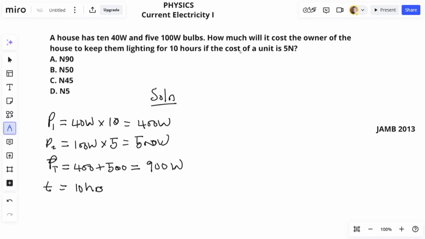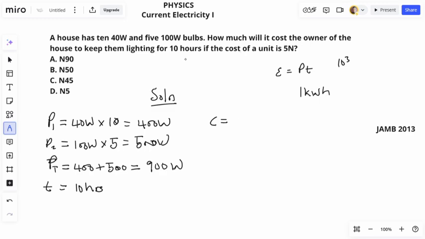Now, they say the cost of 1 unit is 5 naira. What they mean by that is the cost C of 1 kilowatt hour. A kilowatt hour, this unit, is a unit of electrical energy. Electrical energy E equals what? Power times time. The kilo here is a prefix that represents 10 raised to power 3, and watts represent the power, and h here represents the time. So this is the unit for electrical energy.